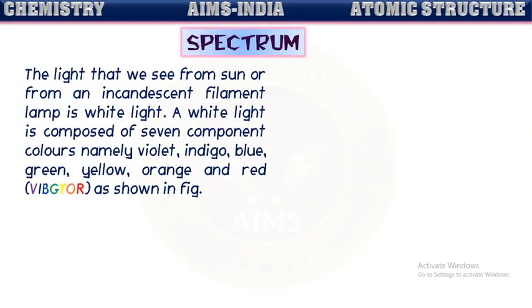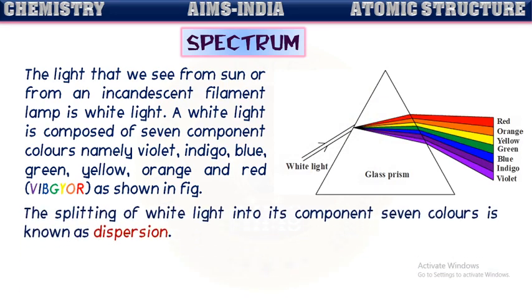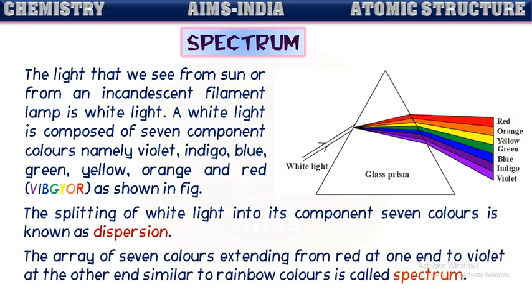The light that we see from the sun or in an incandescent filament lamp is white light. White light is composed of 7 component colors, namely violet, indigo, blue, green, yellow, orange, and red, as shown in this figure. The splitting of white light into its component 7 colors is known as dispersion. The array of 7 colors extending from red at one end to violet at the other end, similar to rainbow colors, is called spectrum.